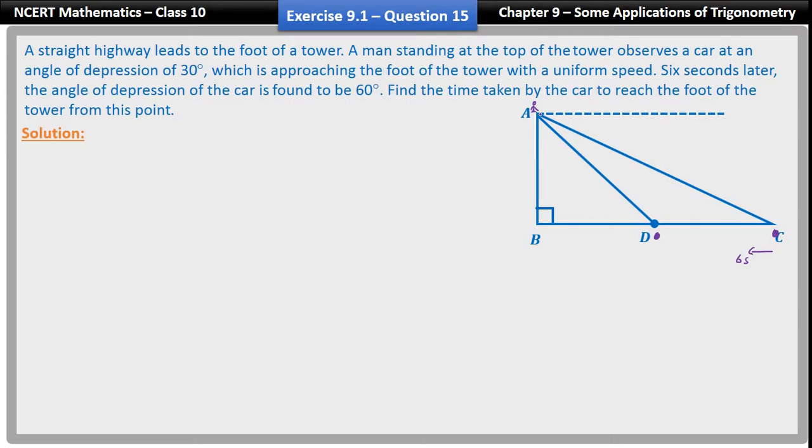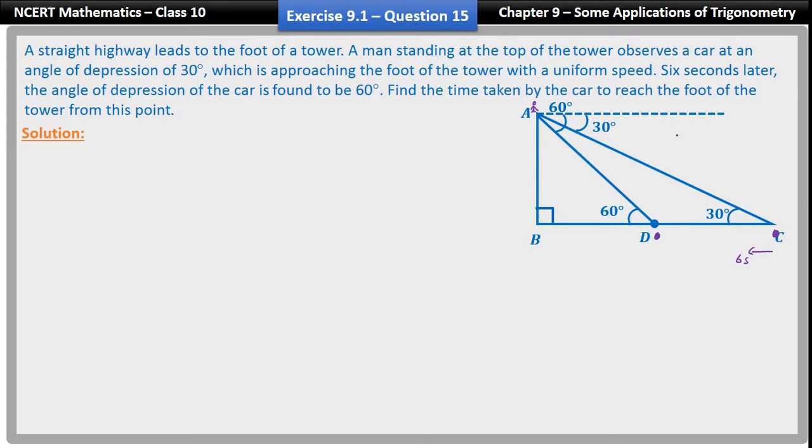So from this point, the angle of depression of the car initially was found out to be 30 degrees. After 6 seconds, when the car reached over here, the angle of depression was found out to be 60 degrees. Now, as these two lines are parallel, if this is 30 degrees, then this should also be 30 degrees. Similarly, if this is 60 degrees, this should also be 60 degrees.